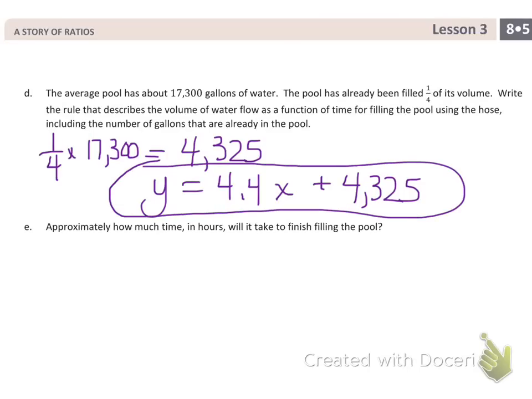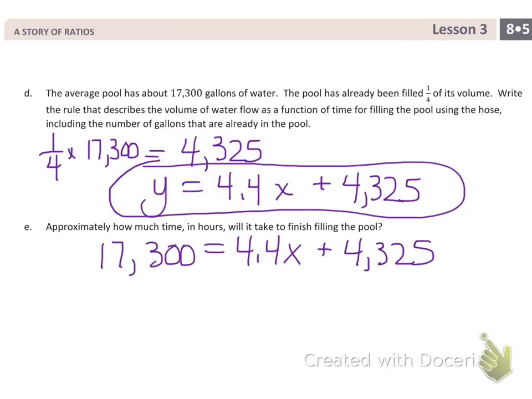Okay, so approximately how much time in hours will it take to finish filling the pool? Well, we want to get the pool up to its full volume. So 17,300 is equal to 4.4x plus 4,325. Okay, so I want to just subtract the 4,325 from both sides. So if I subtract it from here, I'm left with just this x term. And if I subtract it from here, I get the additional volume of the pool that needs to be filled. So that would be 12,975 is equal to 4.4x.